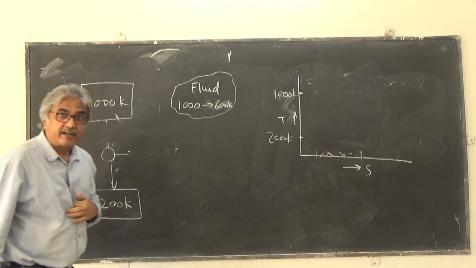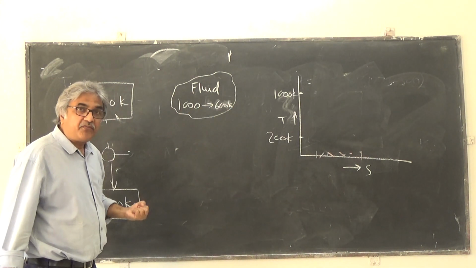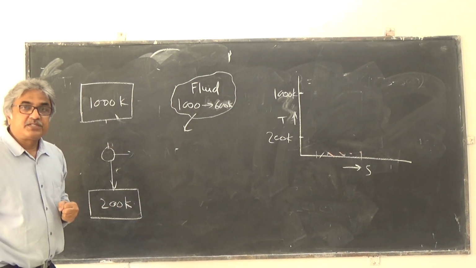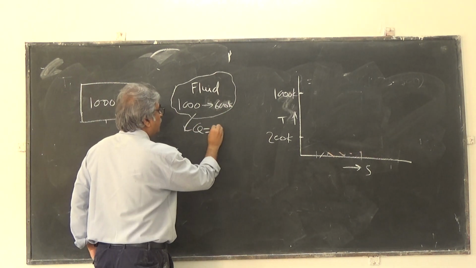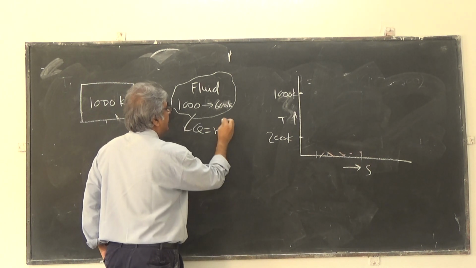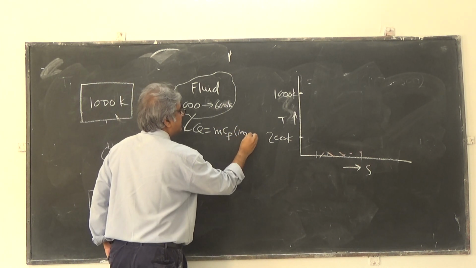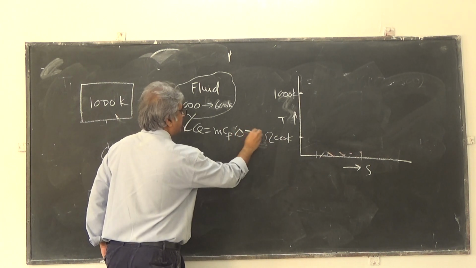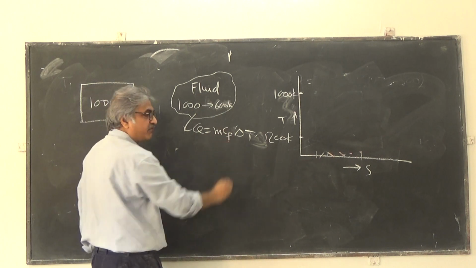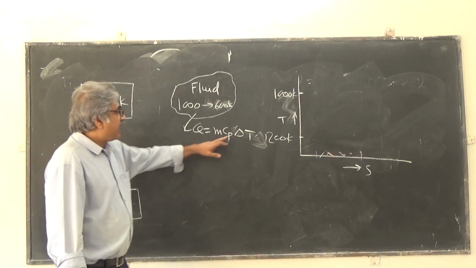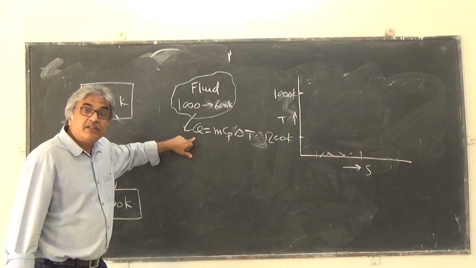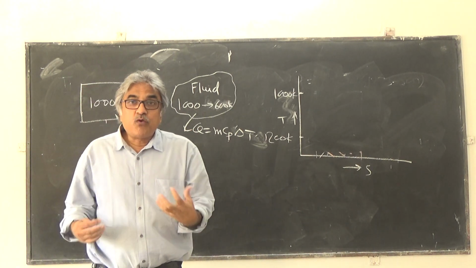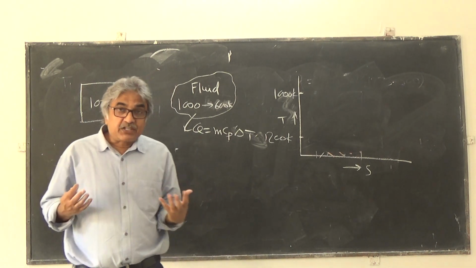So what will be the amount of heat that will be flowing out if the temperature is dropping from 1000 to 600? Let's say Q, and that Q will be mCp (1000 minus 600), that is mCp delta T. M is the mass of this fluid, Cp is the specific heat of the fluid, and delta T is the temperature drop. This will be Q. Now of this Q, how much is the available energy? That's what we are interested in.